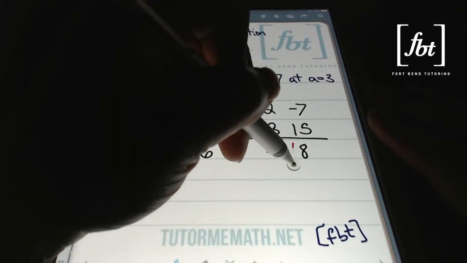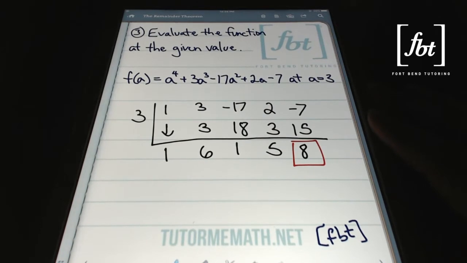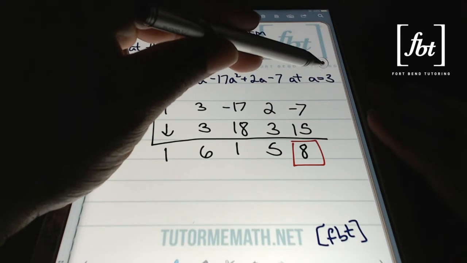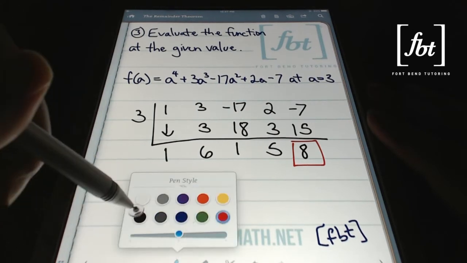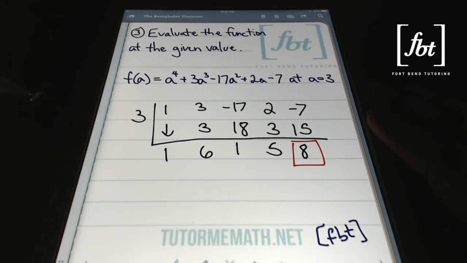That's right, we'll be red boxing it. Problem number 3, done and done. So we just evaluated the function at the given value, and so when they have it set up like this, you'll simply plug in this value of a directly into the synthetic division and go from there. So that's problem number 3. We have it in a red box, and we're going to continue on with the next problem.